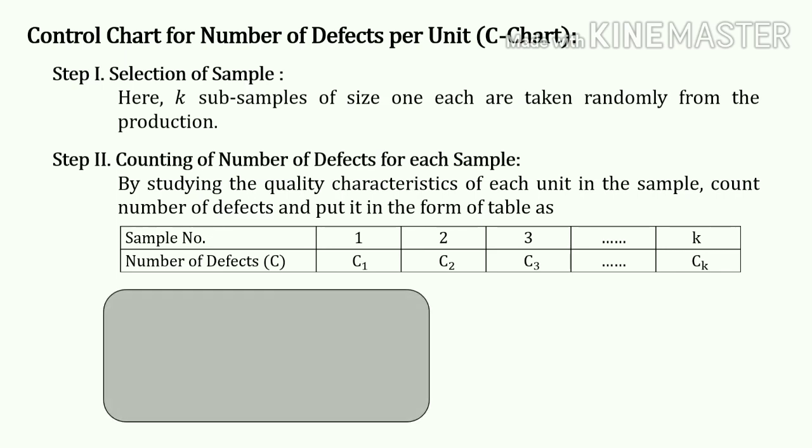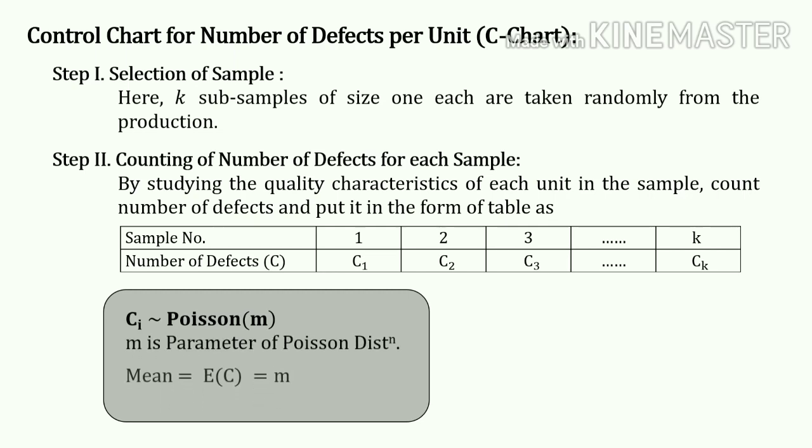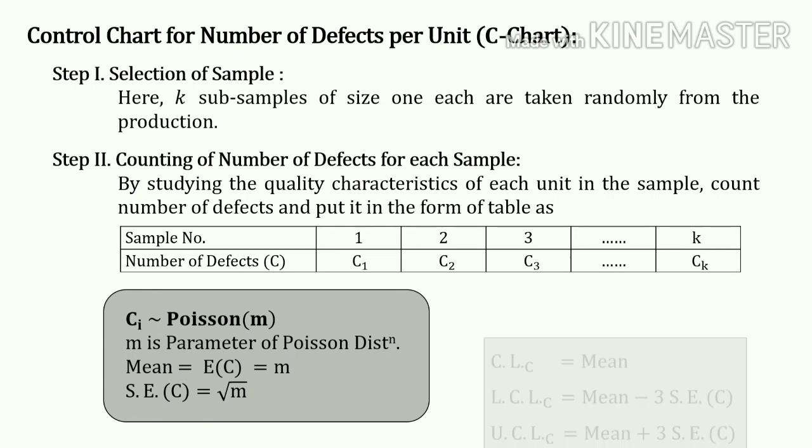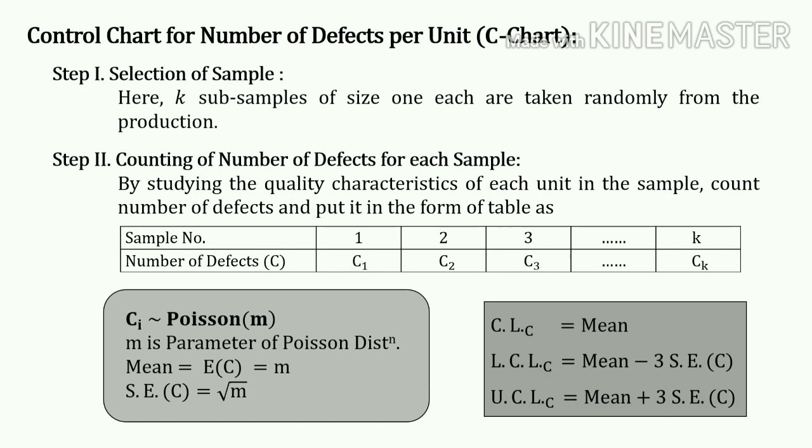As noted earlier, these Ci's are assumed to follow the Poisson distribution with parameter m. The mean of the Poisson distribution is m and the standard error is square root m. As we know, the control limits for an attribute chart are obtained by using the formula: CL is mean, lower control limit is mean minus 3 standard error, and upper control limit is mean plus 3 standard error.